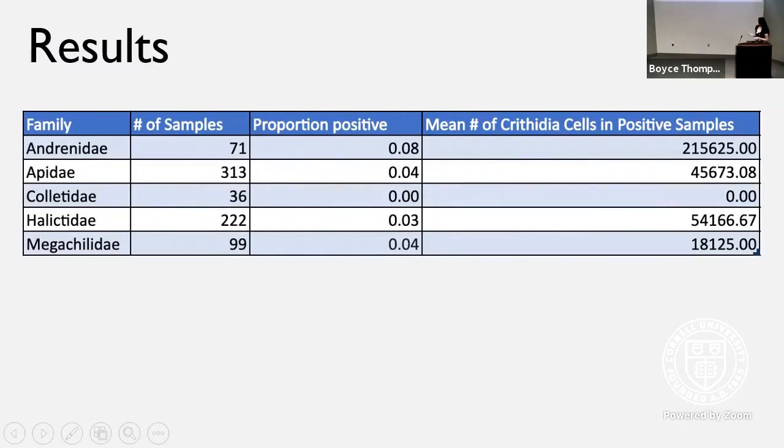And this table here is just showing you general information of the families that we were able to dissect. The number of samples and the proportion positive is essentially how many bees out of the total number of samples were positive. So as you can see, Andrenidae had about 8%. And the mean number of Crithidia cells in the positive samples is essentially, out of all of the positive bees, what was the mean cell count? So again, the Andrenidae family had the most, with over 200,000.